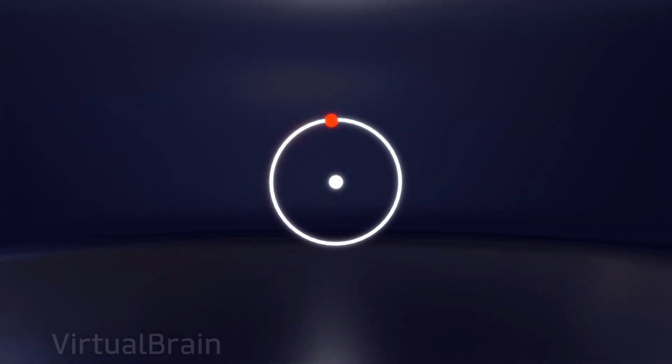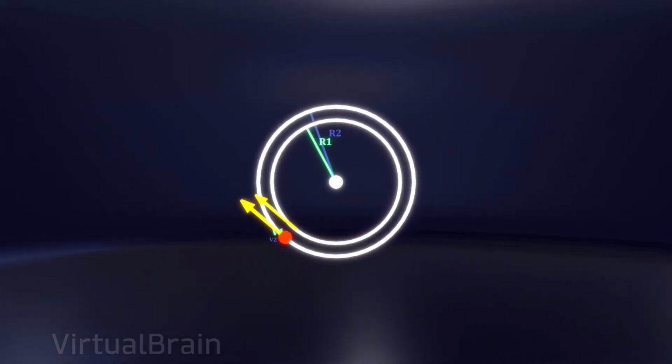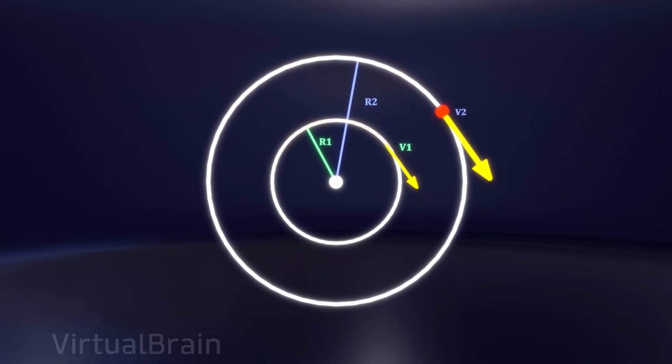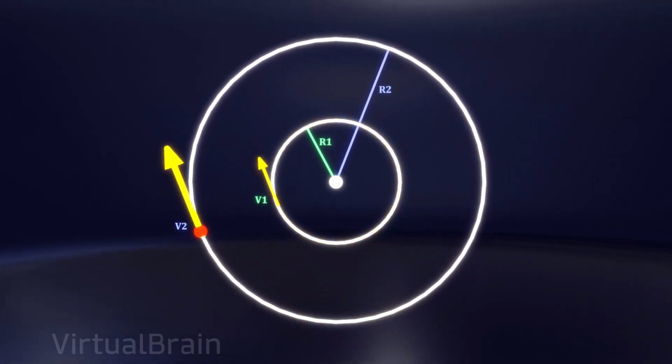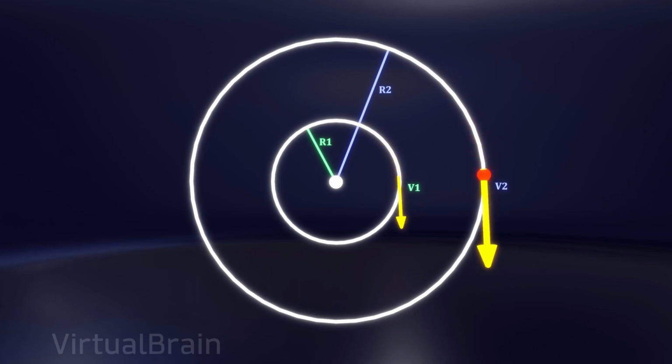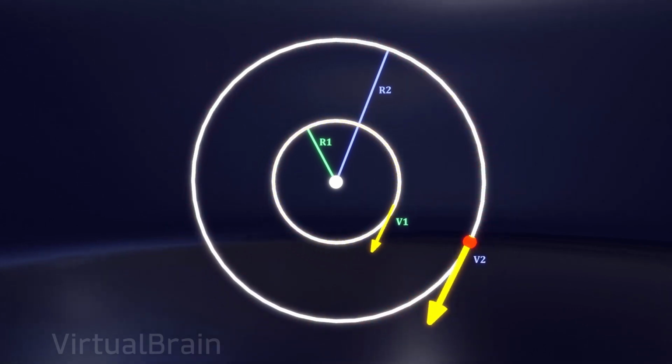Imagine a particle rotating around a point at a constant angular velocity. The particle's trajectory will form a circle with a radius r1, and the particle will have a tangential velocity of v1. Now, if that particle moves radially to a distance r2, the size of the circle defining its trajectory will increase and, therefore, its tangential velocity will also have to increase to continue rotating at the same angular velocity.